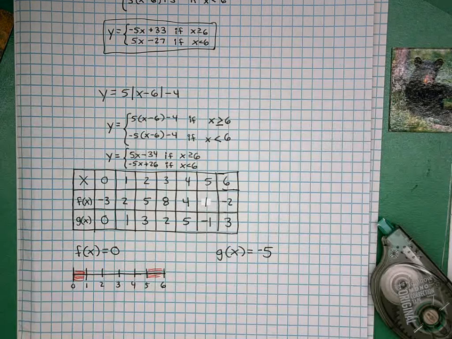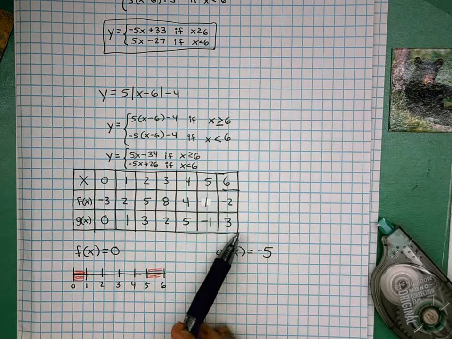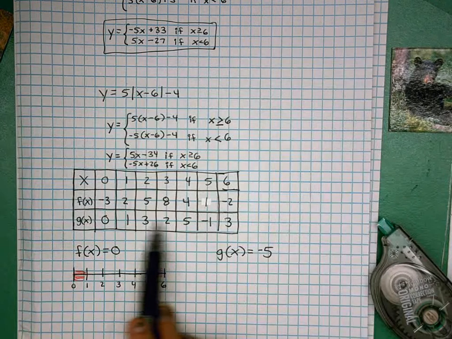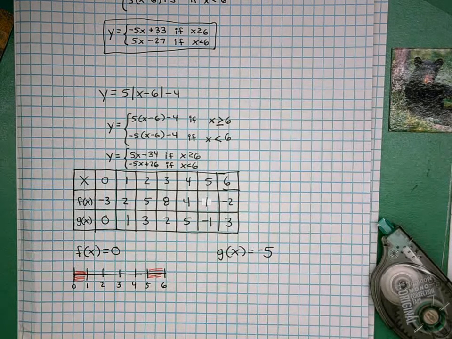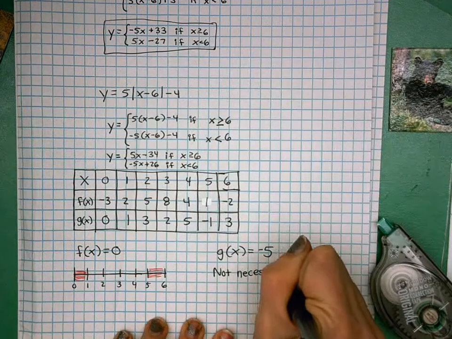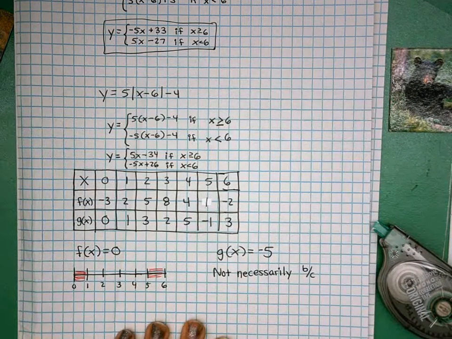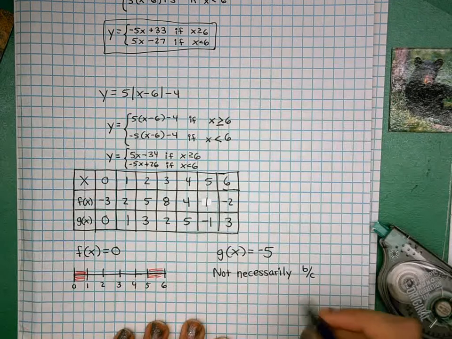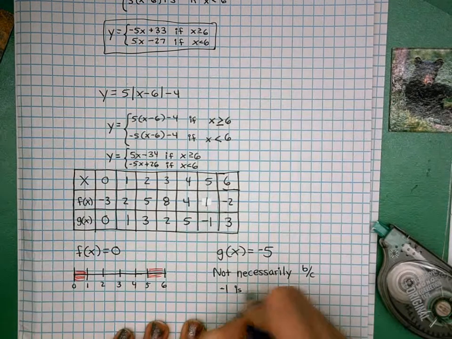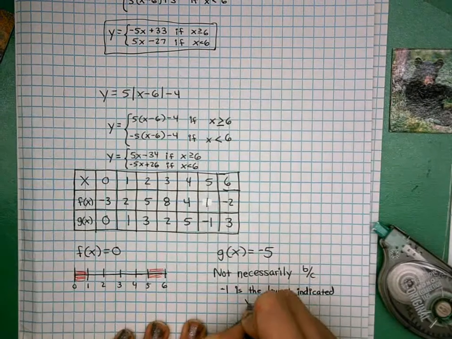Okay, in this case, my values of g are 0, 1, 3, 2, 5, negative 1, and 3. No matter between which two numbers I look, negative 5 never sits there, right? 0 to 1, negative 5's not there. 1 to 3, nope. 3 to 2, nope. 2 to 5, nope. 5 to negative 1, nope. Negative 1 to 3, nope. So no, not necessarily, because, well, let's just say that negative 1 is the lowest indicated value of g of x.